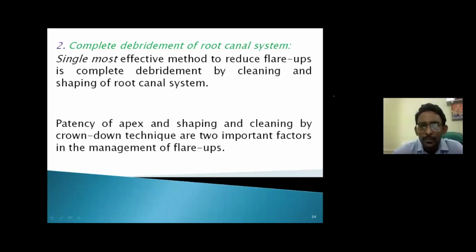Second is the complete debridement of the root canal system. As you know, whenever there is an infection in our body, we have to completely remove the root cause of the infection. In case of teeth, we have to do the complete debridement, cleaning and shaping of the root canal system. The single most effective method to reduce flare-up is complete debridement. Patency of the apex, and shaping and cleaning by crown-down technique are the two most important factors which you should keep in mind during the management of flare-ups.